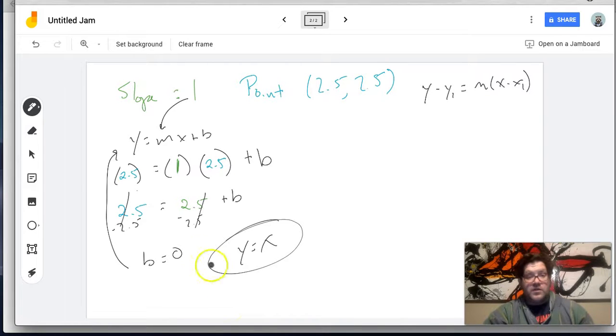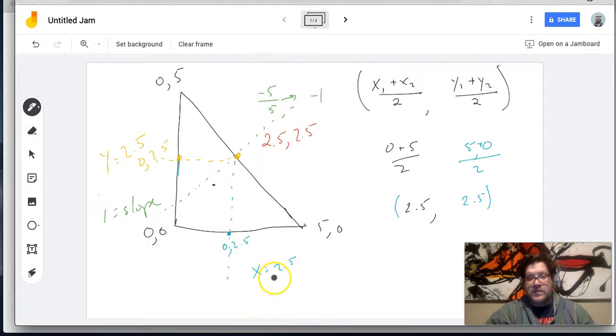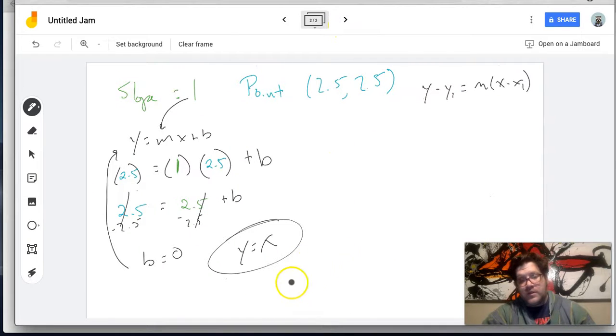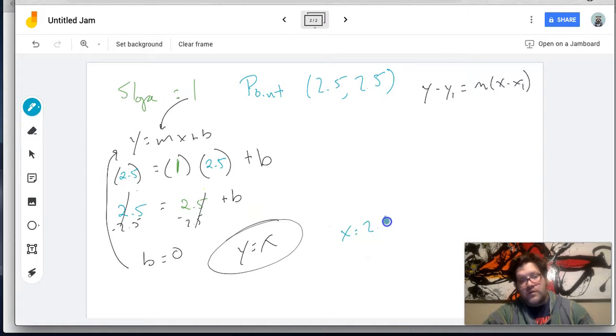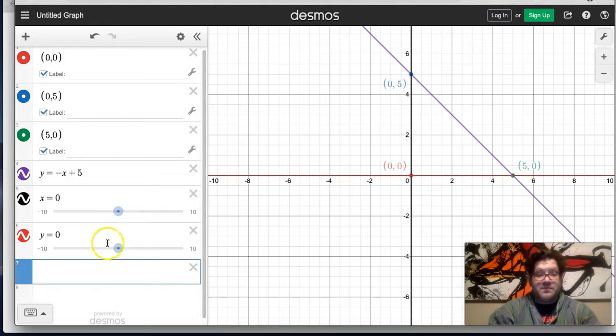Okay, so now what I would do is I would go into Desmos and graph those equations. So let's look at those equations real fast. So we had x equals 2.5, y equals 2.5. So let's write these down. x equals 2.5, y equals 2.5. So I'm going to graph these three equations. y equals x, x equals 2.5, y equals 2.5. And they should all intersect at the exact same point, which should be at 2.5, 2.5.